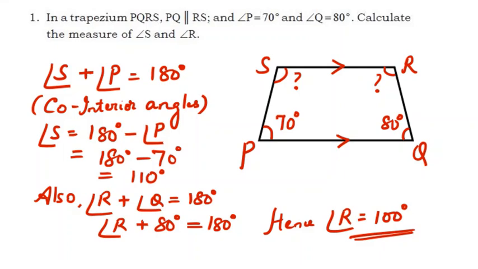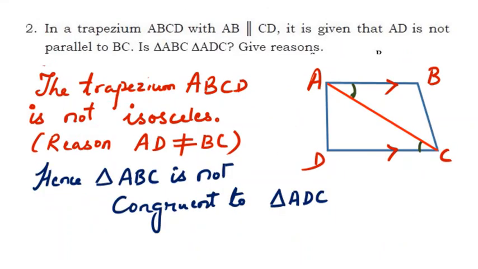Okay, next question. This is a simple question given in your textbook. I feel that there is something missing here. Some data is missing. And also, whatever is given, based on that, let me assume and solve this. They have given that ABCD is a trapezium. AB is parallel to CD. It is given that AD is not parallel to BC.